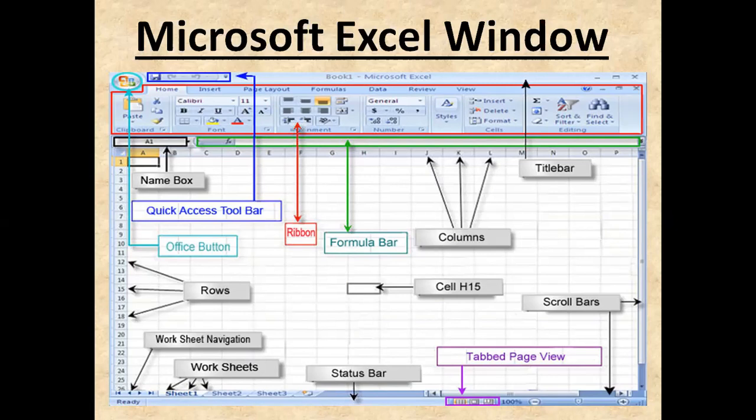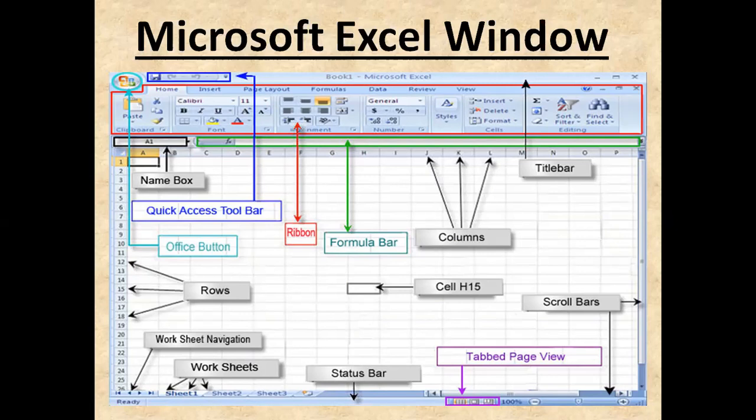Just beside the quick access toolbar is the office button, which helps you to save your file, open a new workbook, or open a previously saved workbook, etc. Then below the title bar, you can see the ribbon, which consists of different tools according to our requirement. Below the ribbon, you can see the name box, which is also known as address bar, and a long bar called formula bar.